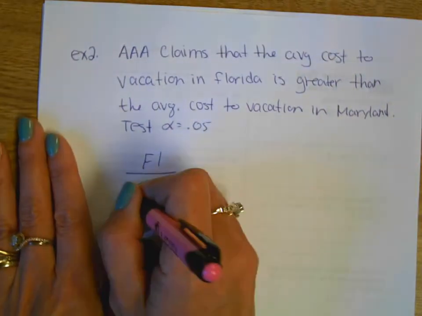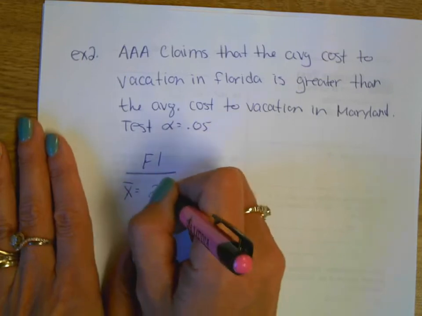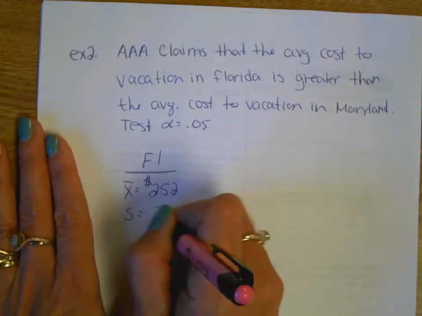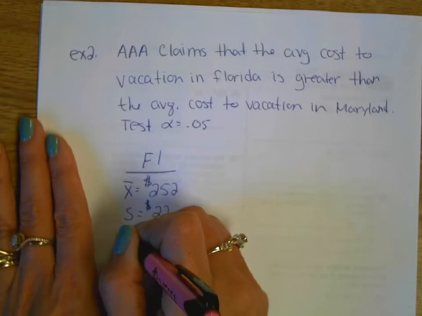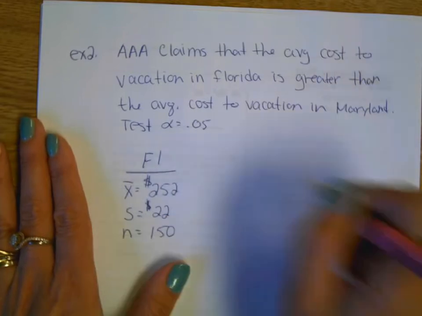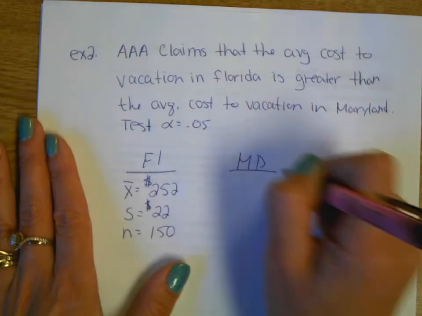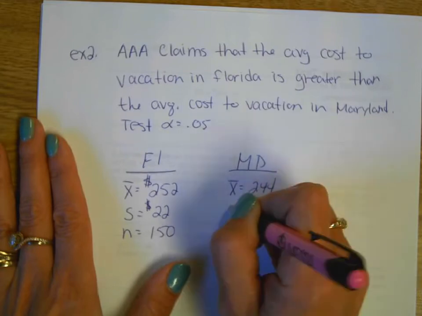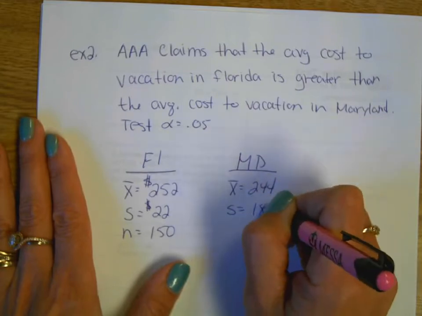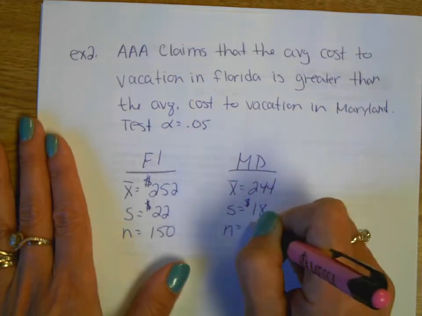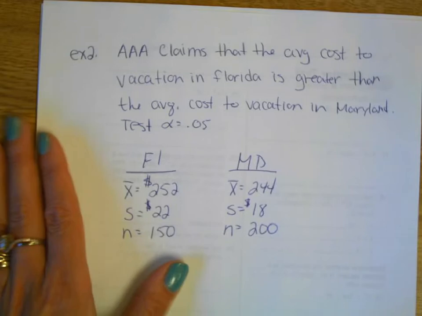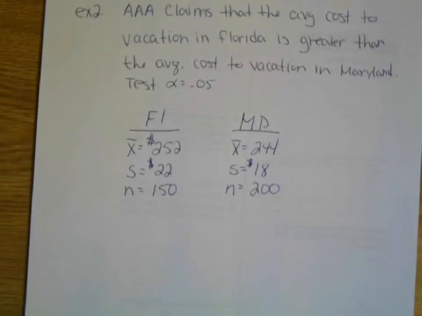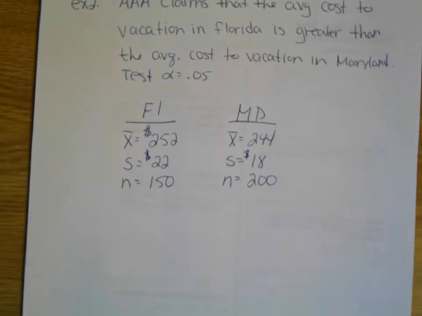Florida, the average cost, $252. I believe this is per night. Standard deviation, 22. Sample size was 150. Large sample. Maryland, 244. Standard deviation, 18. Sample size 200, large sample. Notice the sample sizes don't have to be the same size, just as long as each one's over 30.